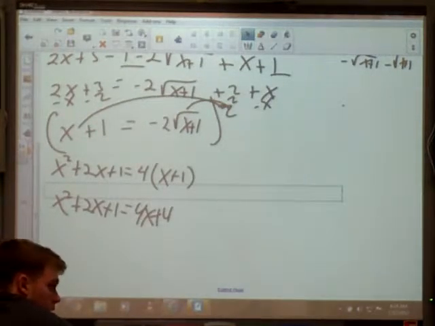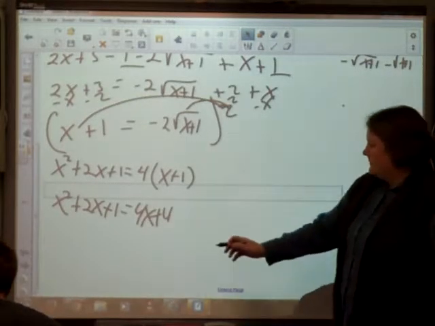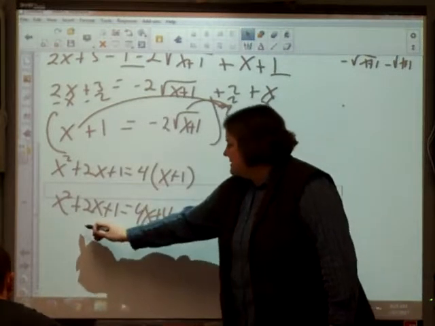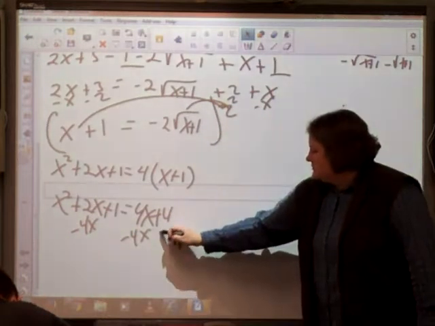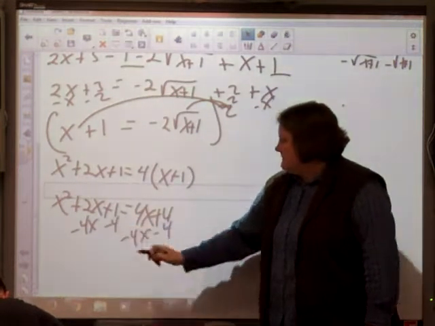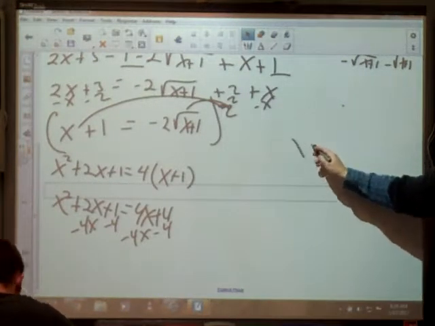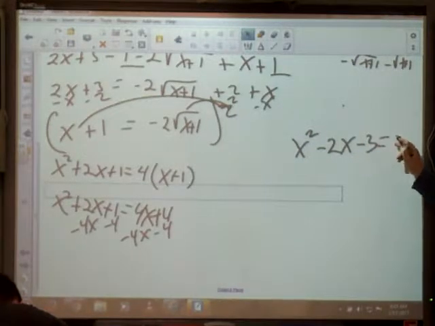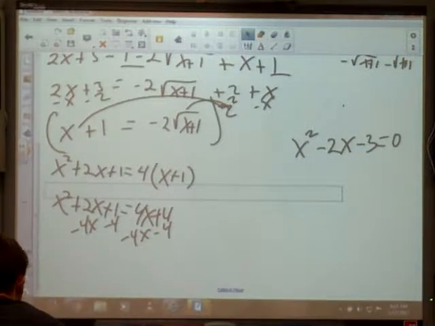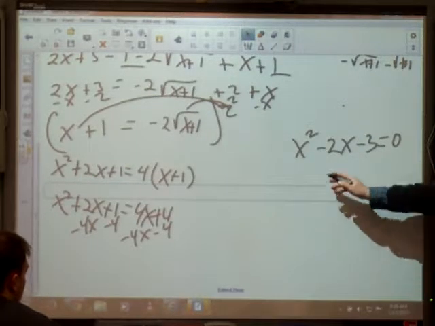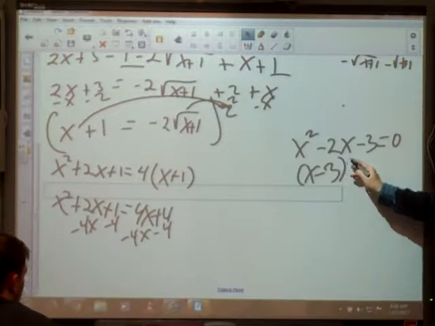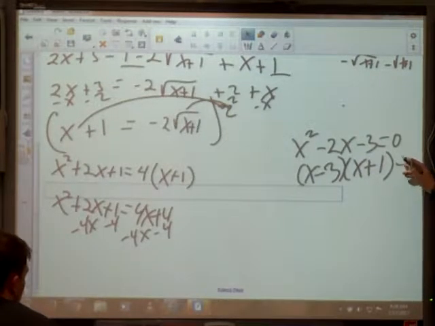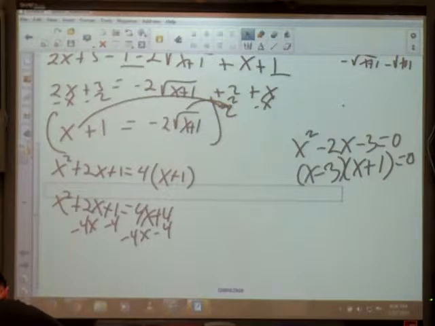Alright, need to get it set equal to 0 now. So I'm going to subtract the 4x from itself and its buddy. And I'm going to subtract the 4 from itself and its buddy. So that'll give me x squared minus 2x minus 3 is equal to 0. We can factor that. Factors of negative 3 that add to negative 2: negative 3 and 1, so we would have x minus 3 times x plus 1. Okay, we're almost there.